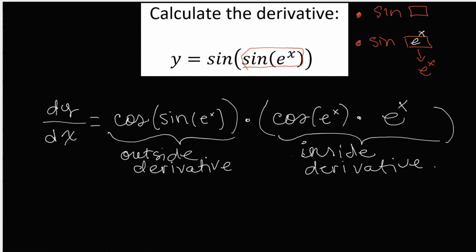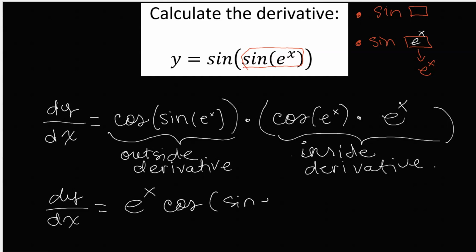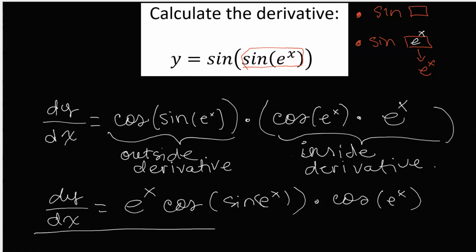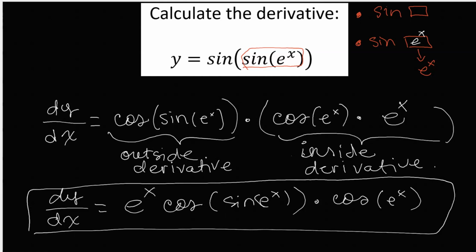All right, that is it. And then you might ask, well, what can I do with that? Really, there isn't anything you can do with that besides writing it neatly. So dy/dx is going to equal, if you really have to, I would just write e to the x cosine of sine e to the x multiplied by cosine of e to the x. Somehow writing e to the x in the front makes me feel better, but other than that, there isn't much you can do about it.